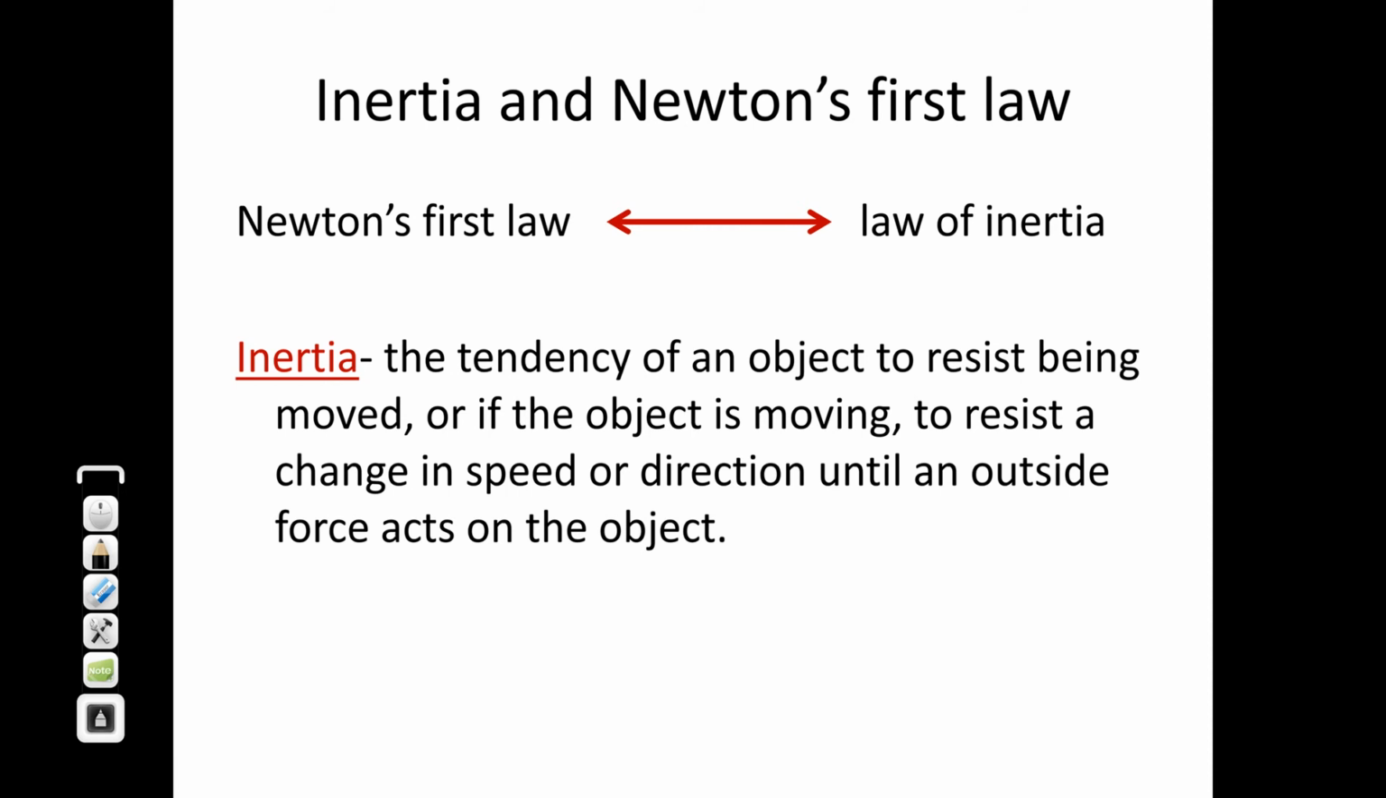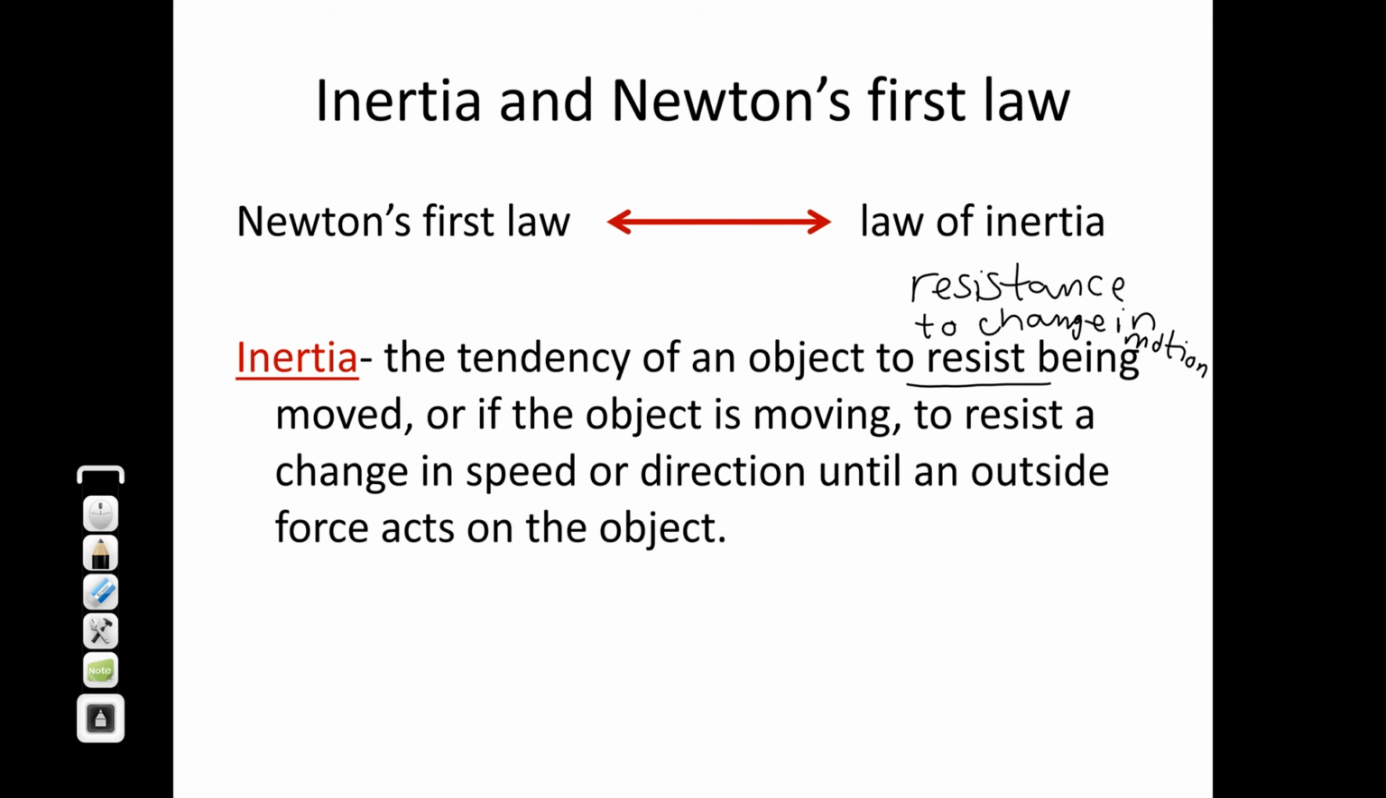It's the tendency of an object to resist being moved, or if the object is moving, to resist a change in speed or direction until an outside force acts on it. In other words, inertia is the measure of the resistance to a change in motion. It doesn't want to move, or if it's already moving, it doesn't want to stop.